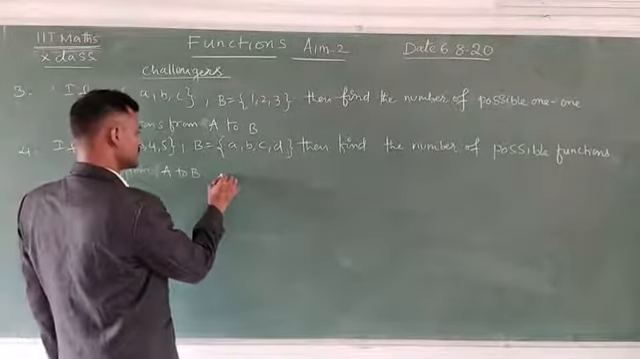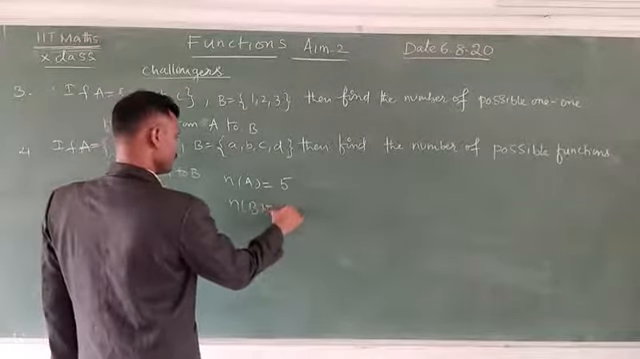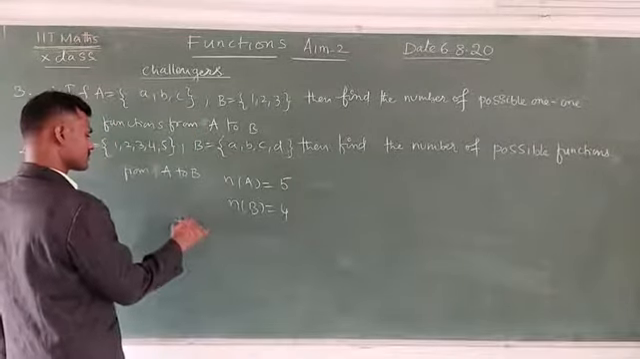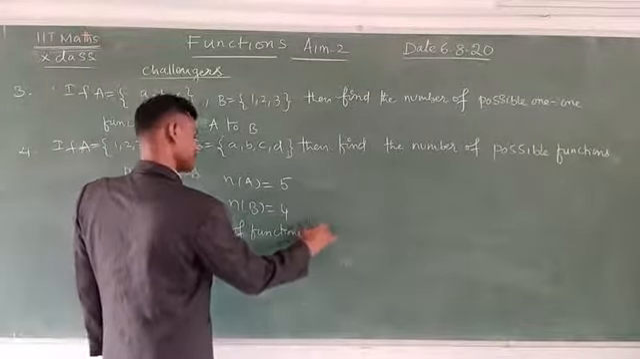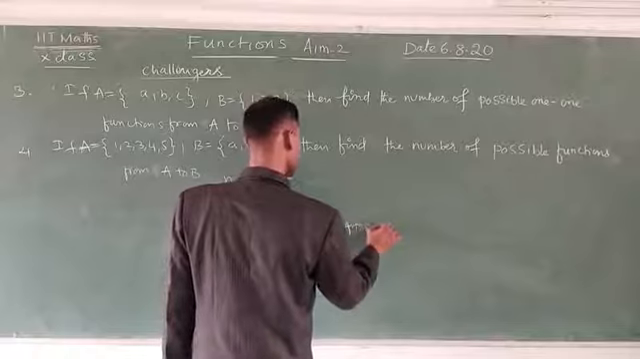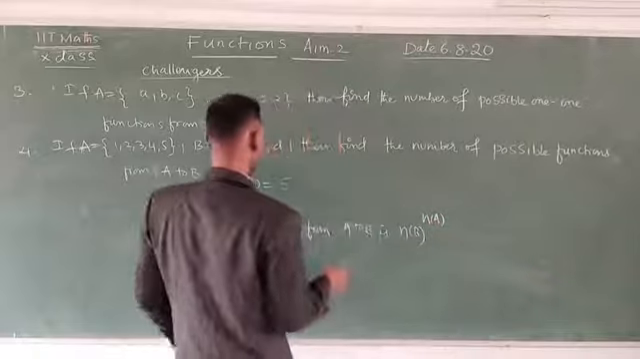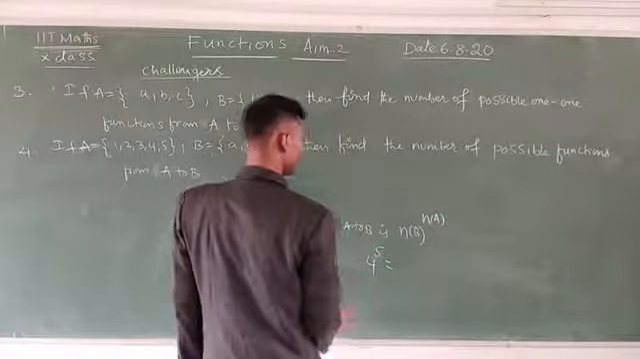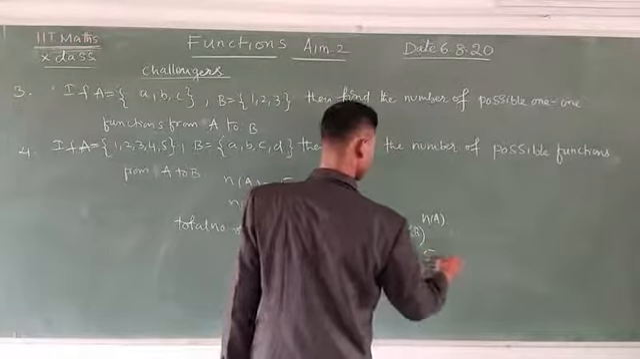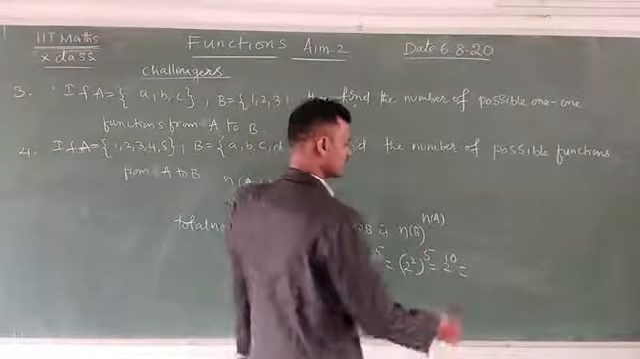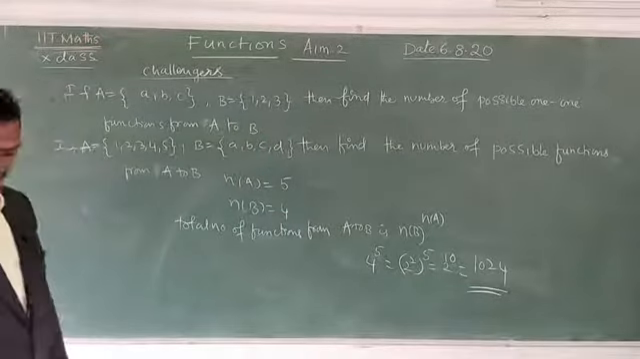Here n of A is 5 and n of B is 4. Here the total number of functions from A to B is n of B power n of A. n of B is 4, so 4 power 5. 4 power 5 is simple, you can write (2 square) to the power 5, which is 2 to the power 10, 2 power 10 is 1 GB, 1024. 1024 functions are possible. Note down.